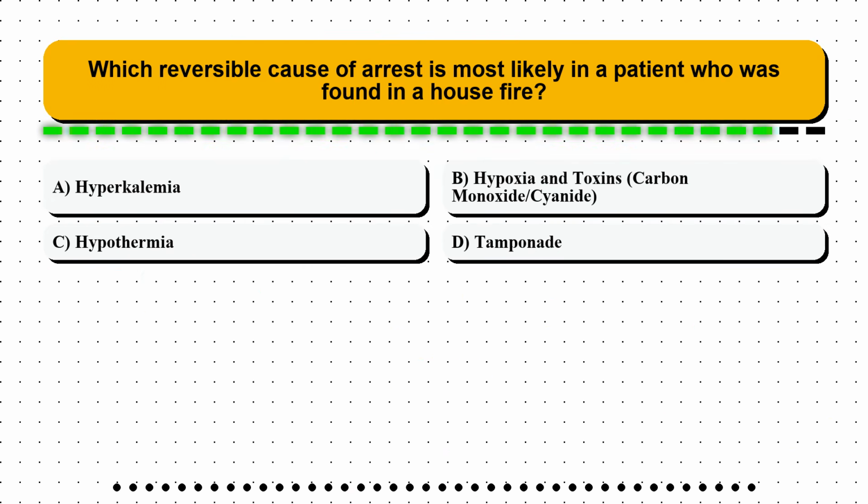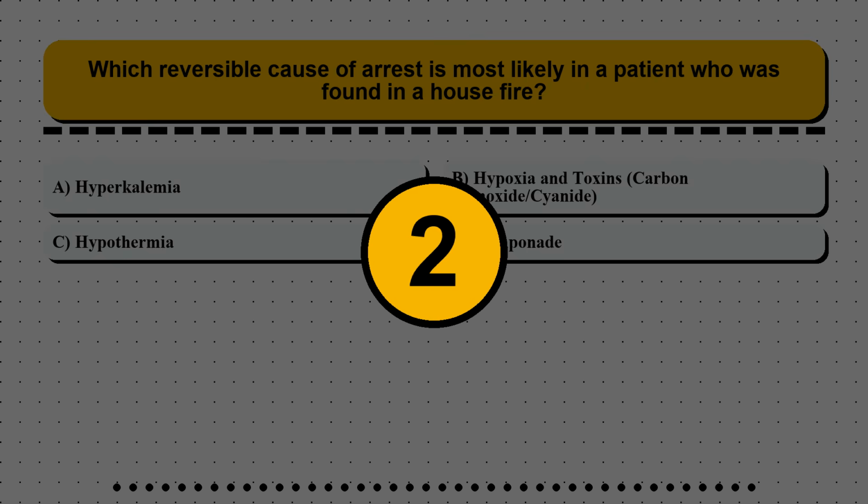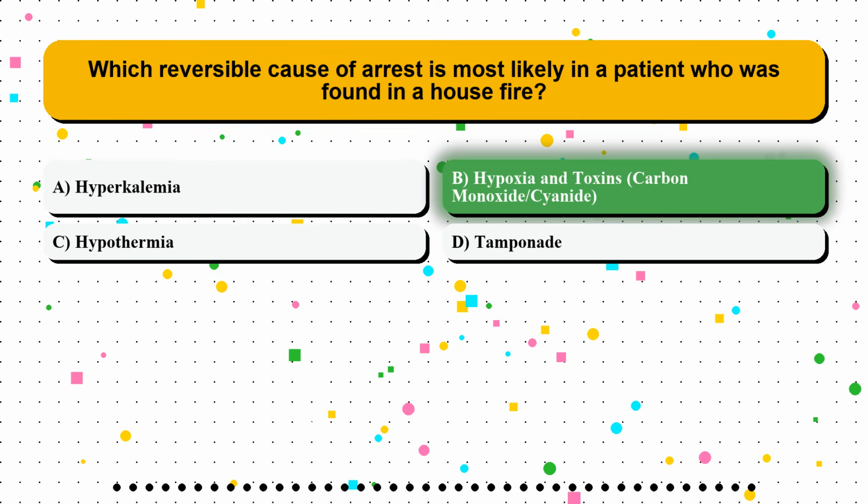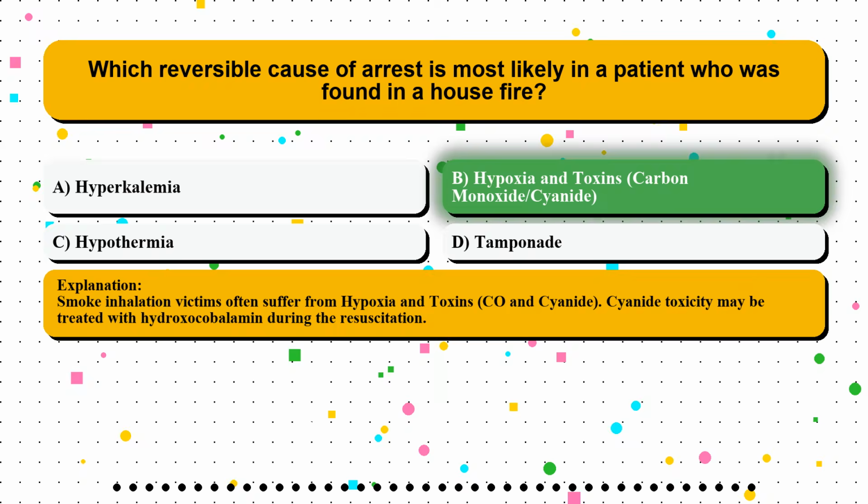Question 12. Which reversible cause of arrest is most likely in a patient who was found in a house fire? Option A, hyperkalemia. Option B, hypoxia and toxins, carbon monoxide/cyanide. Option C, hypothermia. Option D, tamponade. The correct answer is option B, hypoxia and toxins, carbon monoxide/cyanide. Smoke inhalation victims often suffer from hypoxia and toxins, CO and cyanide. Cyanide toxicity may be treated with hydroxycobalamin during the resuscitation.